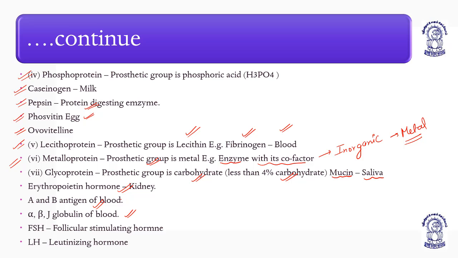So glycoproteins have a carbohydrate structure present in them. Follicle stimulating hormone FSH and luteinizing hormone LH are also glycoproteins. Understood? Is it clear? The antigens A and B, and alpha, beta, gamma globulins are all glycoproteins.